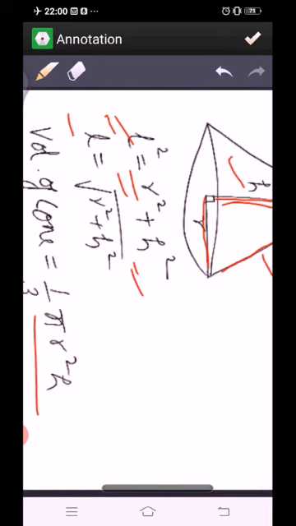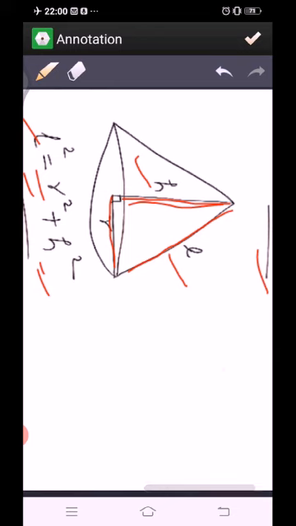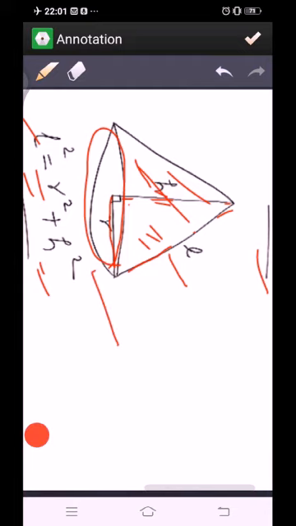You can see the area of this curved portion. This is called curved surface area. And if we add the area of this base also, then the area of this curved part plus the area of base will be equal to total surface area.